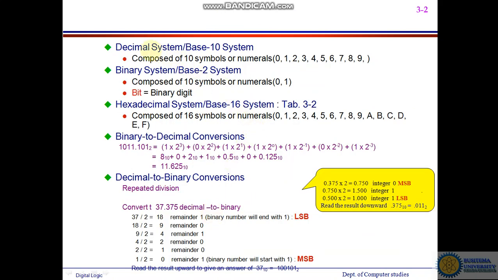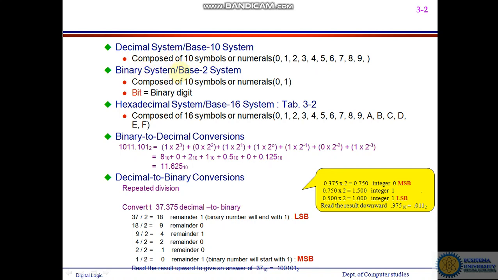Now we looked at decimal systems. Decimal systems are composed of digits from 0 up to 9. So all numbers that fall under this are called decimal systems, and you can call it base 10. Any number you see from 0 up to 9, that is decimal or base 10.